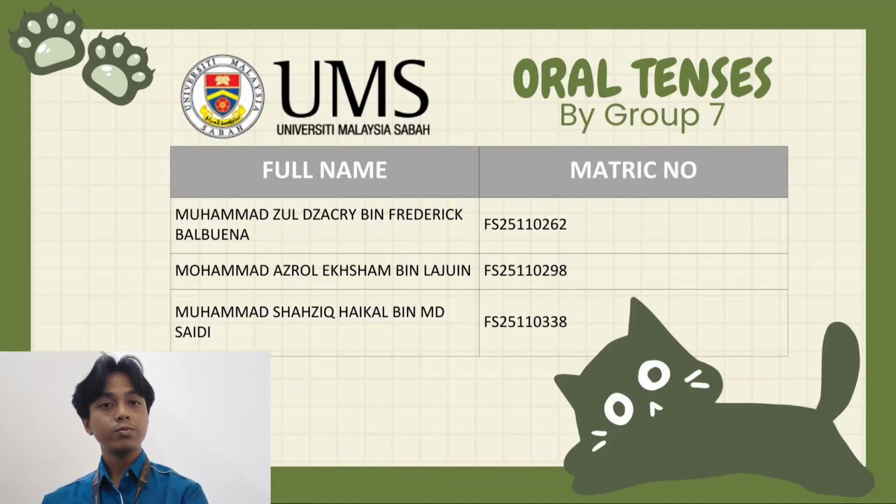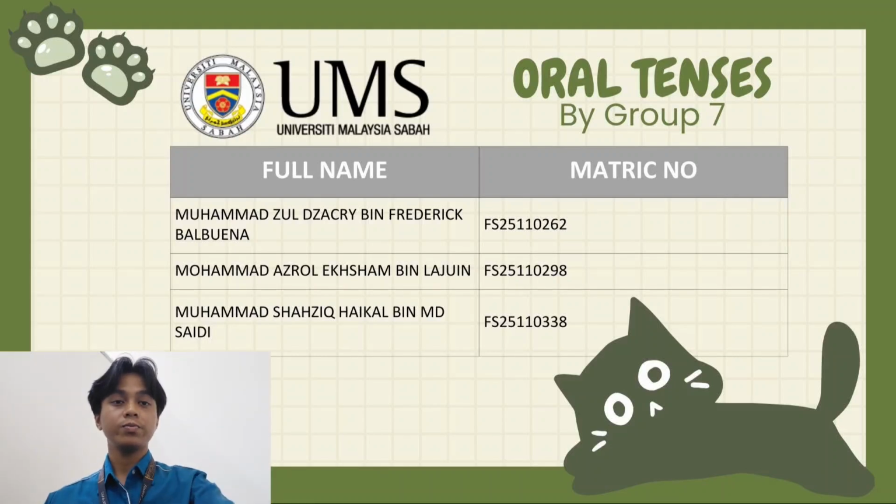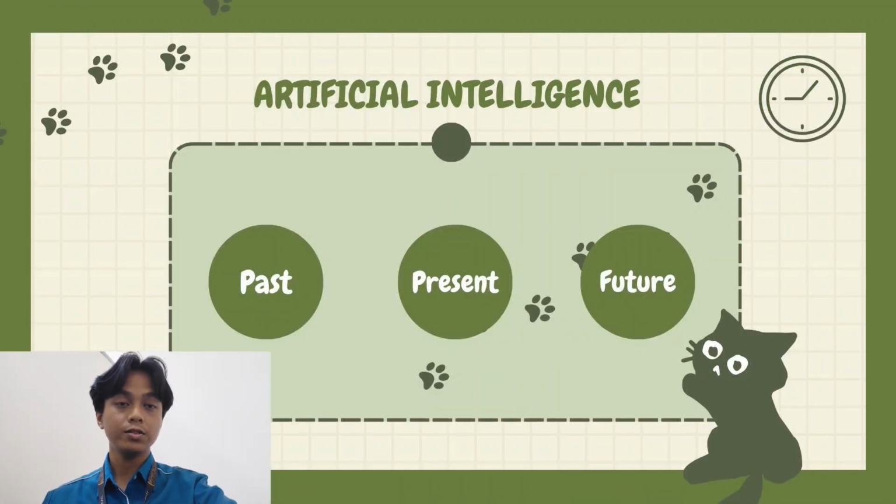We are from Group 7, and this is our presentation about artificial intelligence. So, first, Azrul will explain about tenses for past tense.